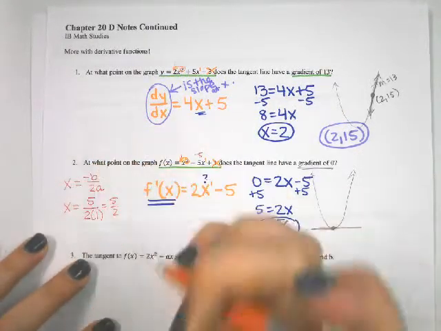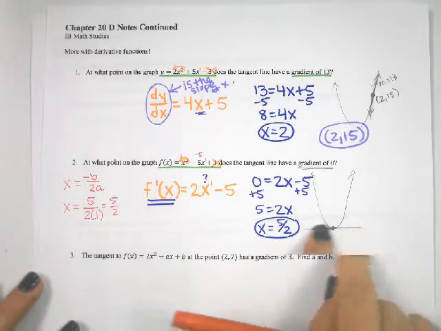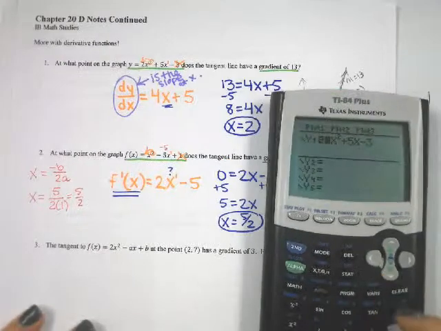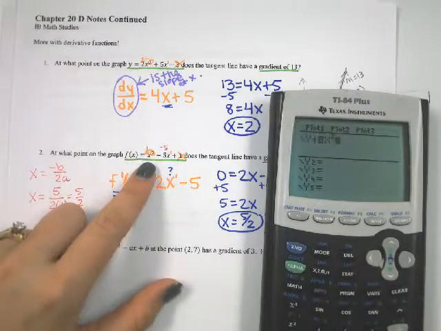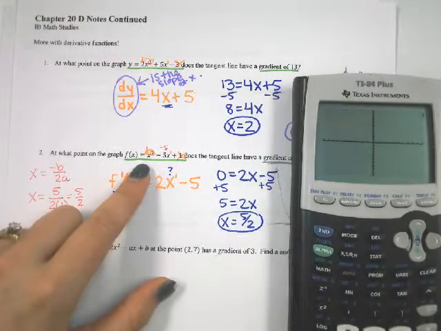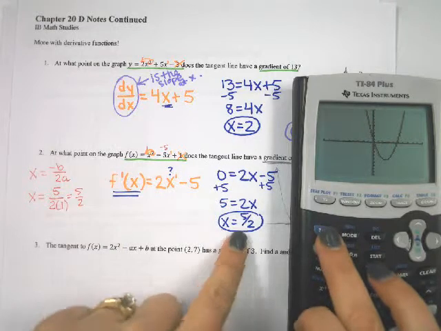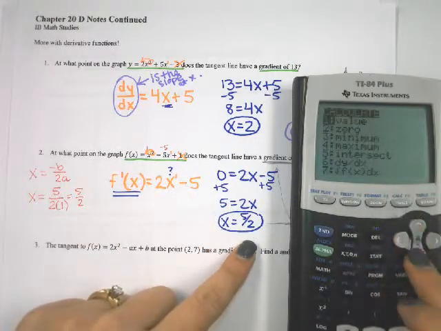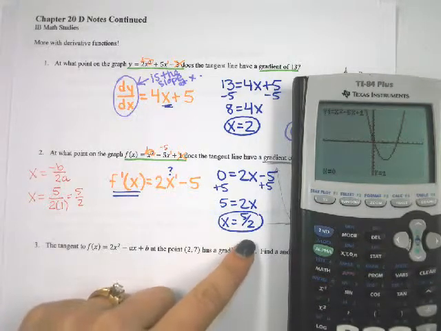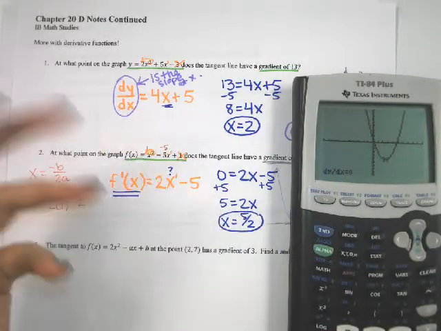So my vertex should be at 5/2, which is the point where our slope is 0. We can use our calculator to help us double check. So x squared minus 5x plus 1 is our equation. Looks like this. We found 5/2, so we can go second, calculate, number 6, we'll find the derivative, we'll find the slope at 5/2. Enter. Tells me 0. So that checks to make sure we did it correctly.